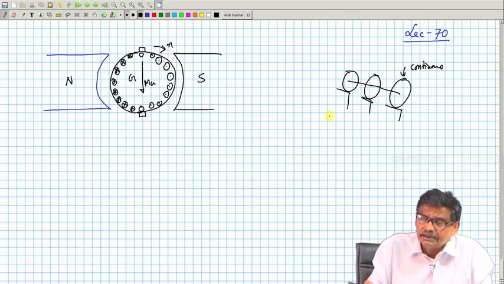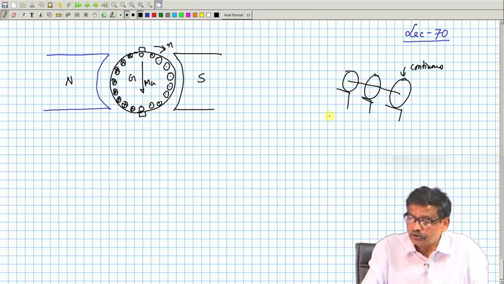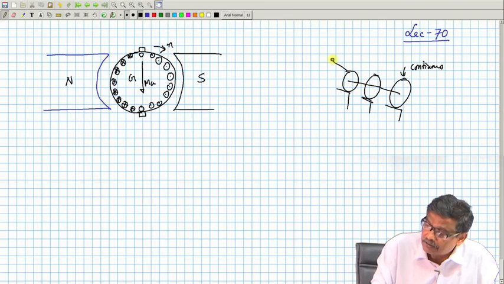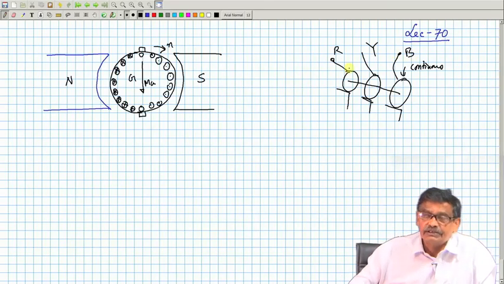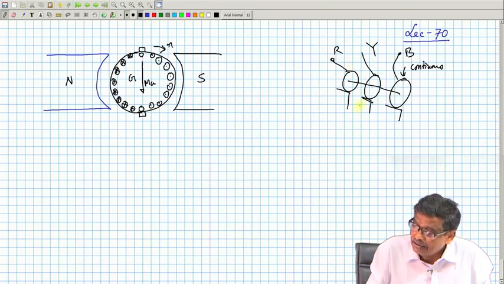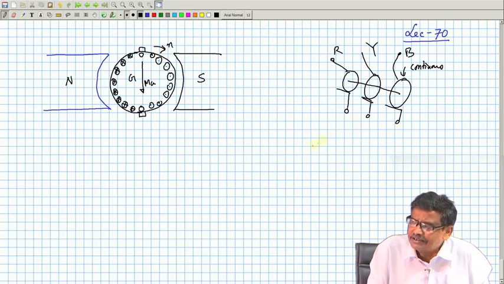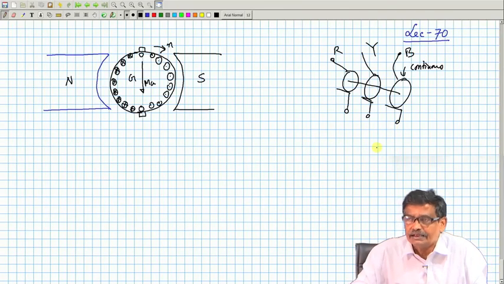And why was it necessary? Because I want to access the rotor terminals. This ring is connected to the R phase of the rotor, this ring is connected to the Y phase of the rotor winding, and this to the B phase of the rotor winding. So that these rotor terminals R, Y, B become stationary here, and you can connect external resistance in case of a slip ring machine.